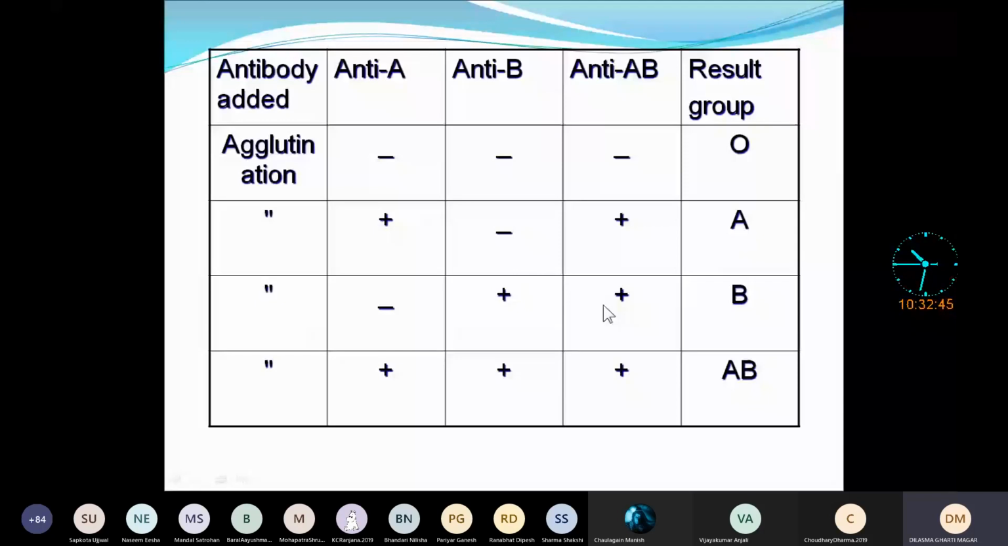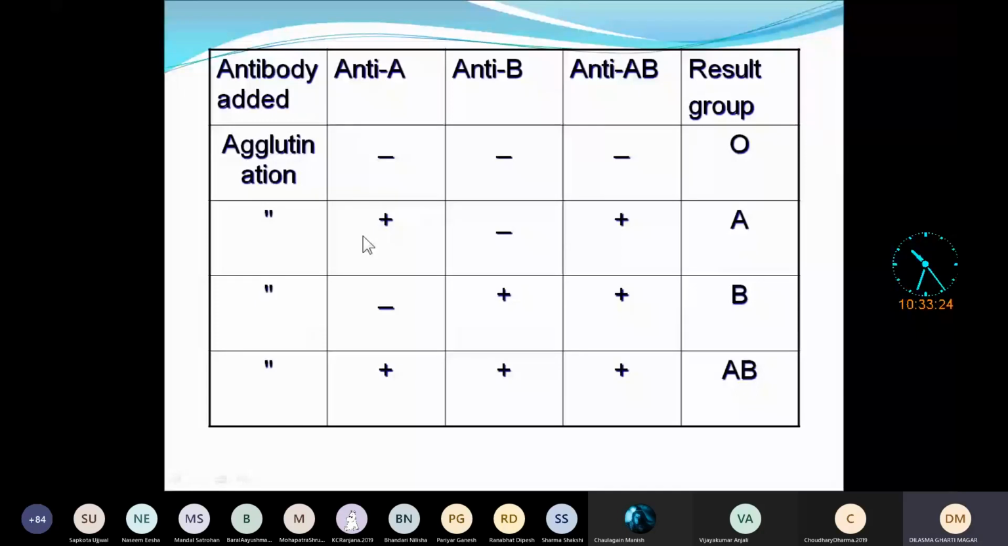Now the last one, you can see there will be agglutination with anti-A, anti-B, and anti-AB because both antigens, A and B, are present. That's why there will be clumping or agglutination of the blood. So it becomes the blood group AB. If you don't understand this anti-AB, telling only anti-A and anti-B is also fine. But usually this is the way it will be done in the blood bank. So you can know only the first two also.